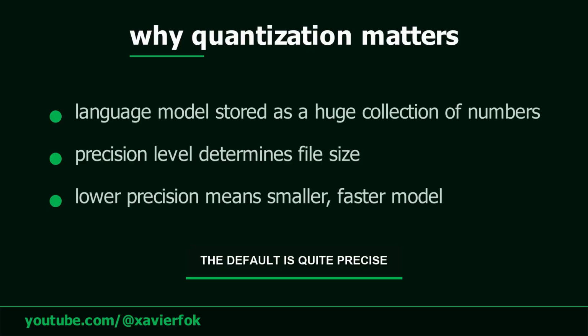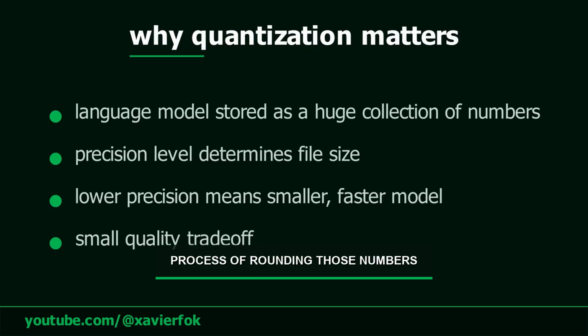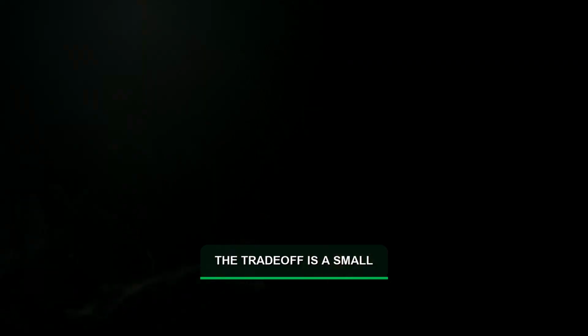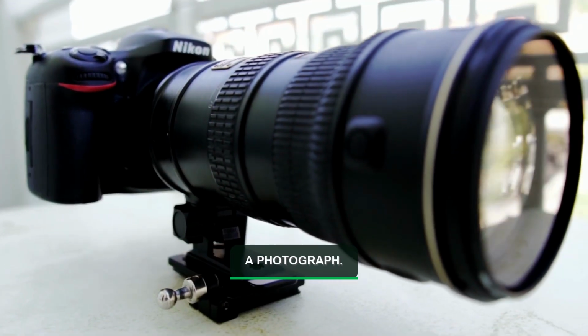The default is quite precise and takes a lot of space. Quantization is the process of rounding those numbers down to a lower precision, which makes the whole model smaller and faster to run. The trade-off is a small reduction in output quality. Think of it like compressing a photograph.